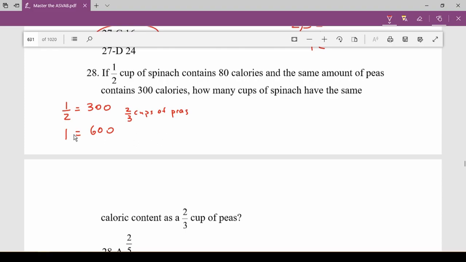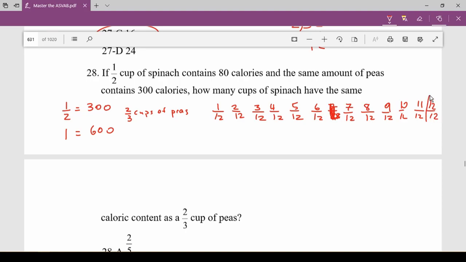When we're dealing with fractions, we can really make this denominator whatever we want. So I can go 1/12, 2/12, 3/12, 4/12, 5/12, 6/12, 7/12. Let me rewrite that. 7/12, 8/12, 9/12, 10/12, 11/12, and 12/12. 12 out of 12 is one cup. 6 out of 12 is half a cup, right?